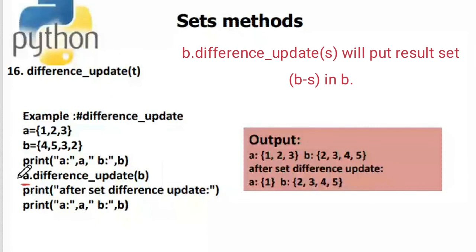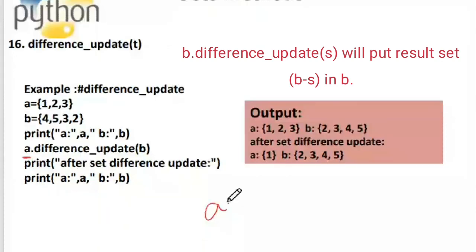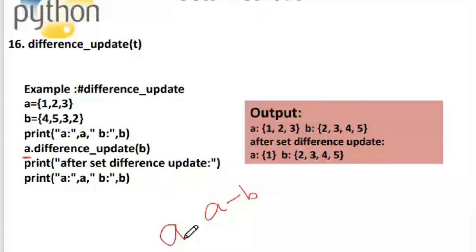What is the result of this operation, A minus B? It is like A is equal to A minus B. I'm saying do A minus B and assign the result to A. So what will happen? A will lose its original data, right?